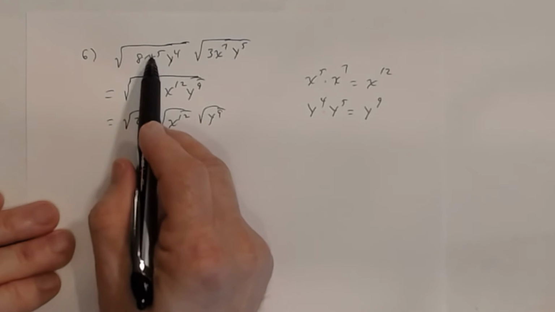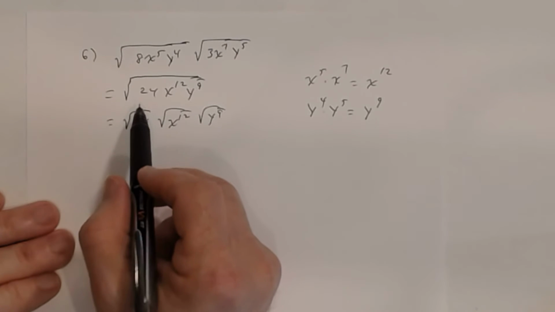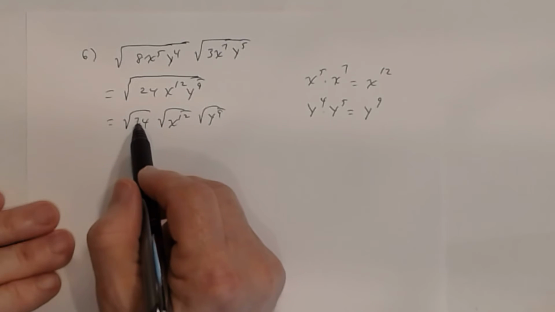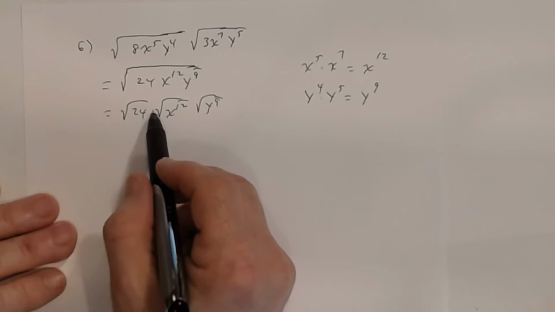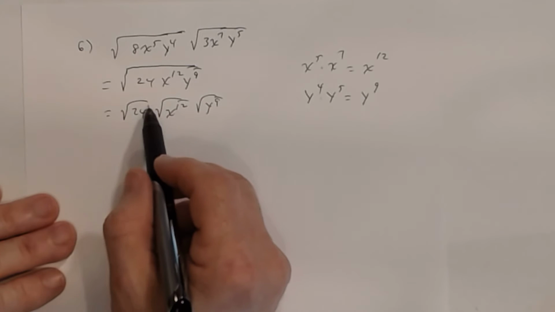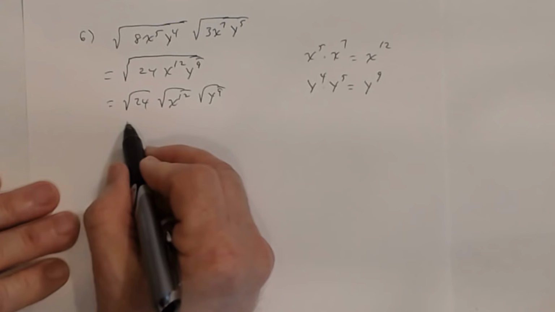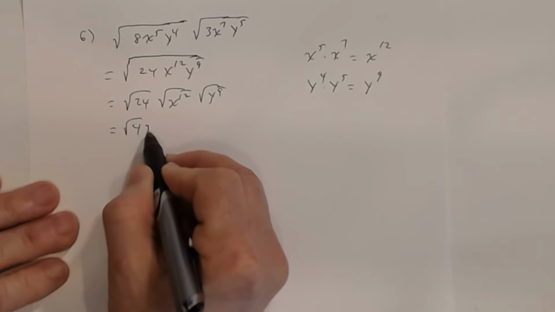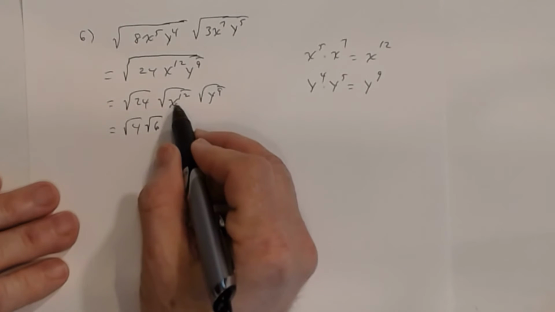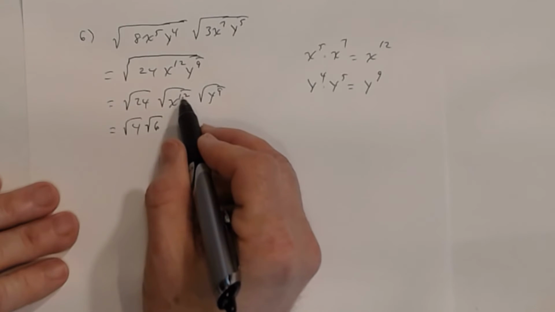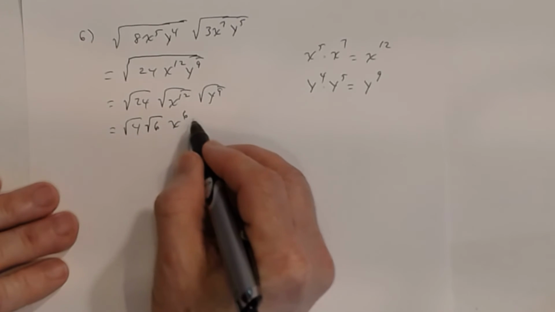So the first thing I did was I wrote this as one square root. Okay? Then I'm going to use what we've learned previously. So to simplify this, I'm going to rewrite this as a product of square roots. And then the largest perfect square that goes into 24 is 4. So this becomes the square root of 4 times the square root of 6, because 4 times 6 is 24. I can simplify the square root of x to the 12, and that's the easy one, because 12 is divisible by 2. So that's just x to the 6.